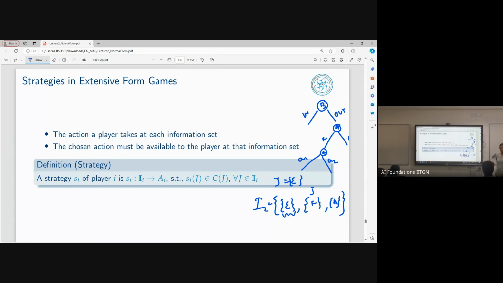C is the set of actions available to the player at a particular information set, at the particular information set J. If you consider A_i to be the entire set, then C_ij is a subset of it, and I'll have to include that as well.